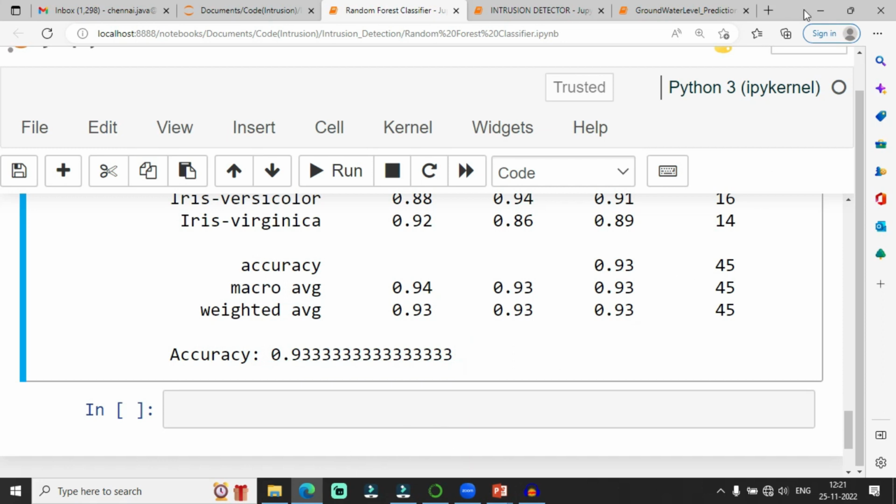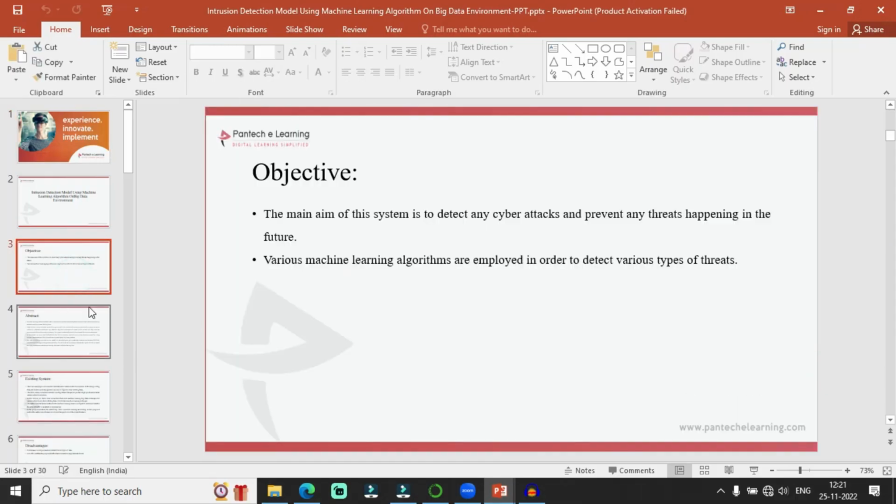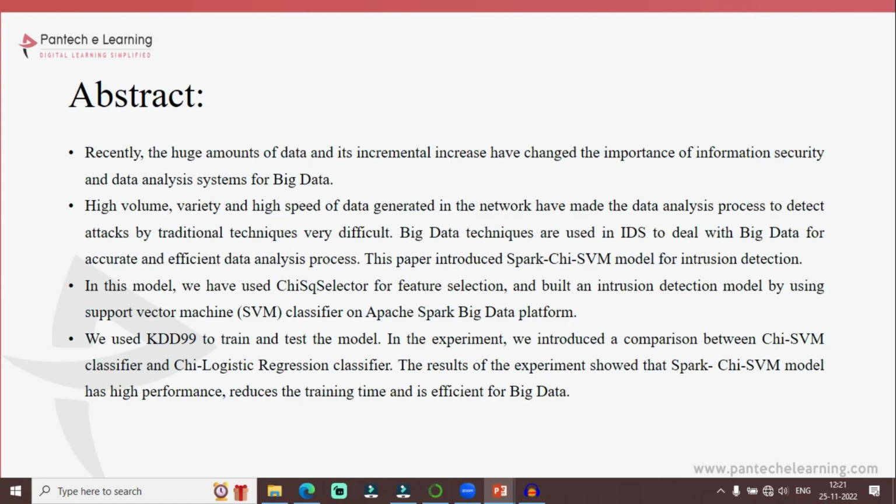So what do you mean by this? I just gave you a brief introduction to random forest classifier. Next I am going to discuss with you the intrusion detection model: how intrusions are being detected by employing the random forest algorithm.